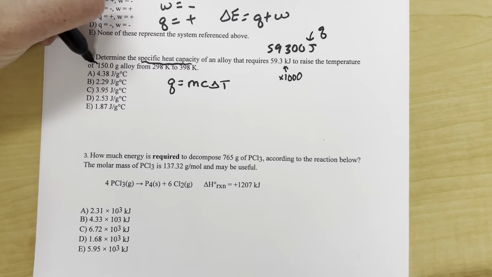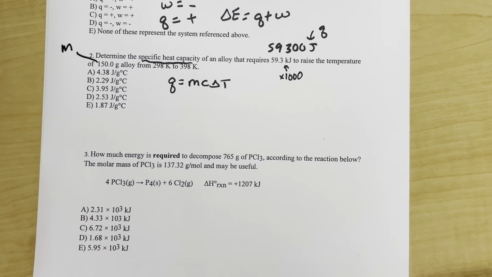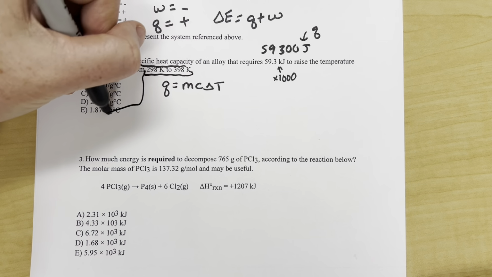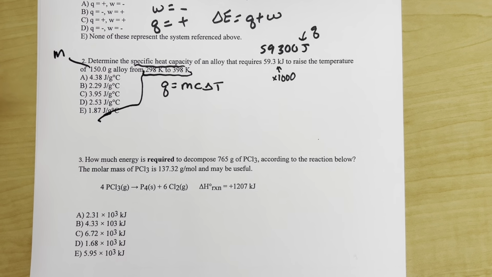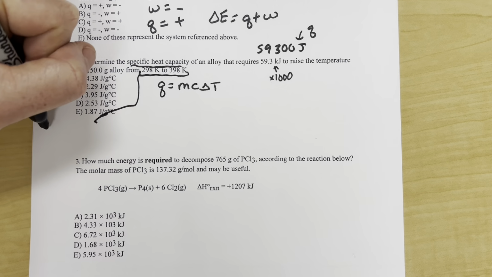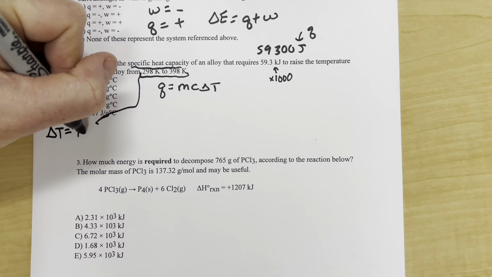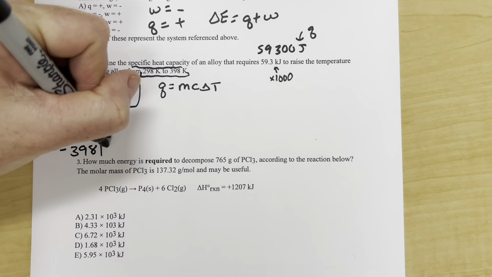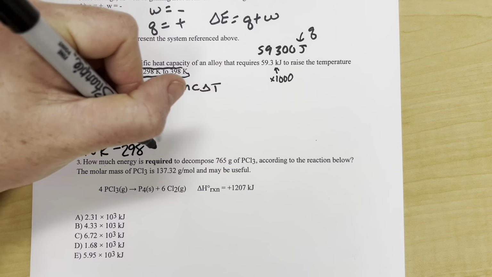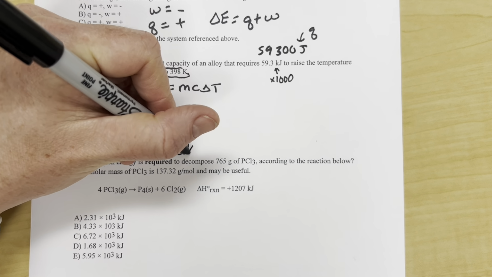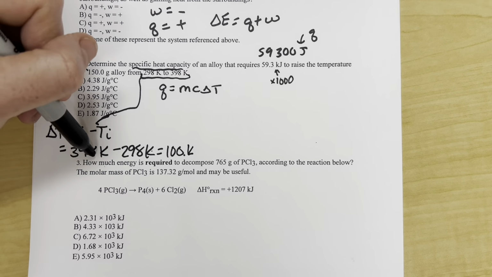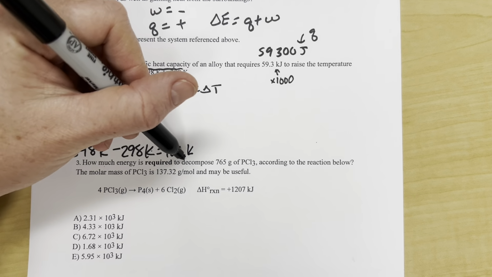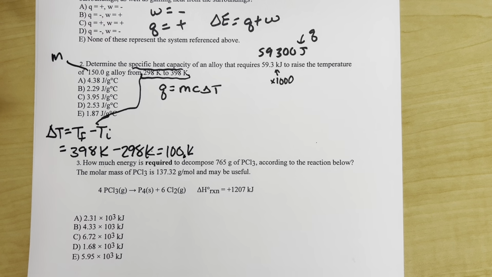Our mass is the 150 grams. And our delta T is always final minus initial. Don't forget, it doesn't matter if it's in degrees Celsius or K as long as they're both consistent. But delta T is always T final minus T initial, which would be 398 K minus 298 K, which would be 100 K. These both have 0 decimal places, so we would know it to the ones place, so that's why I put that decimal place there, just to remind you about sig fig rules.